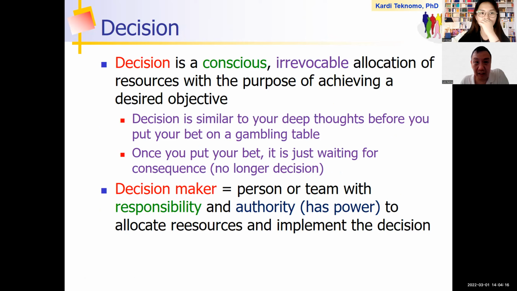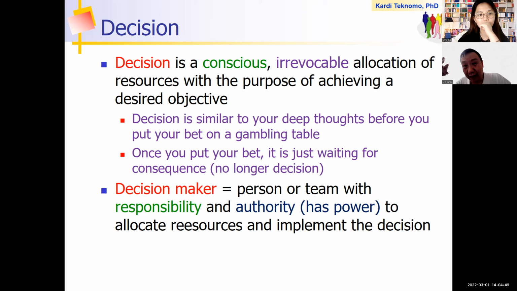So as a takeaway, this is our last slide for today. Decision is a conscious, irrevocable allocation of resources with the purpose of achieving a desired objective. This definition is very important. Decision is conscious, meaning you make the decision based on your consciousness. You don't just ignore.